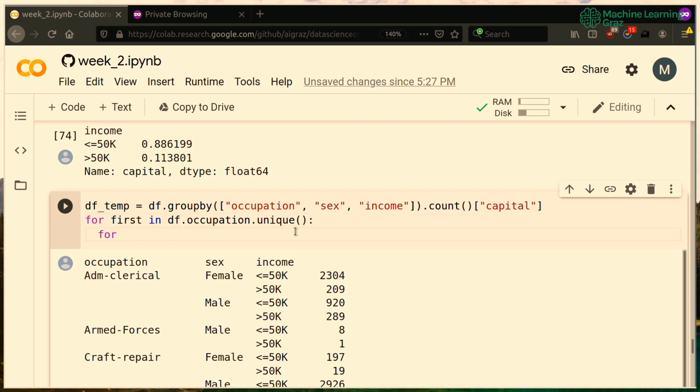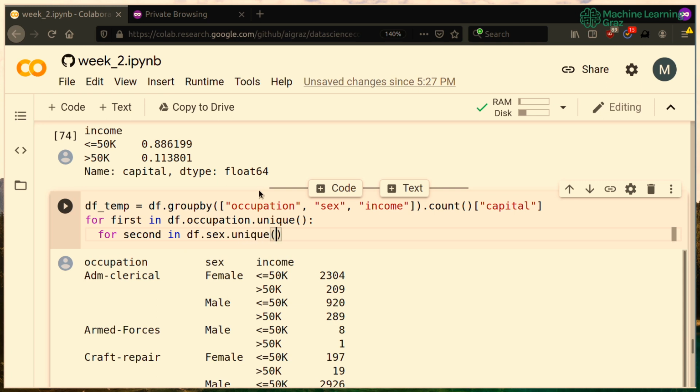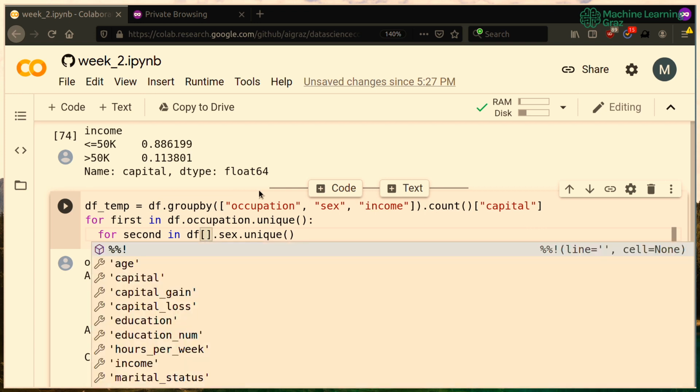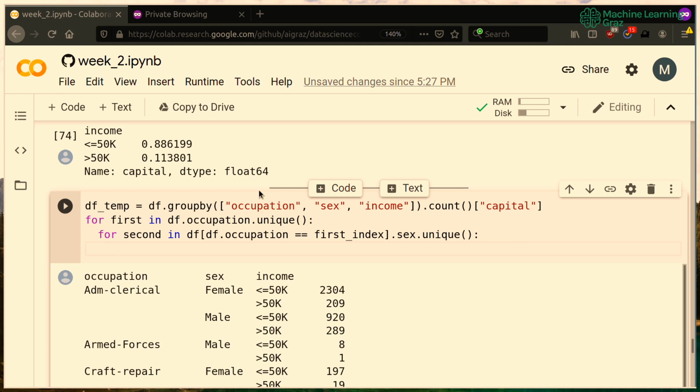Then I will need to do another for loop, second, which goes through the second index, so sex. So in this case, df sex dot unique, but I have to not take all sexes. I need to take a particular sex in a particular occupation. Something like this. And finally, we have to do the same check as we did before by dividing it by the sum.